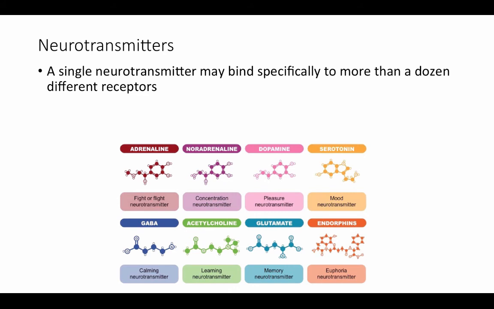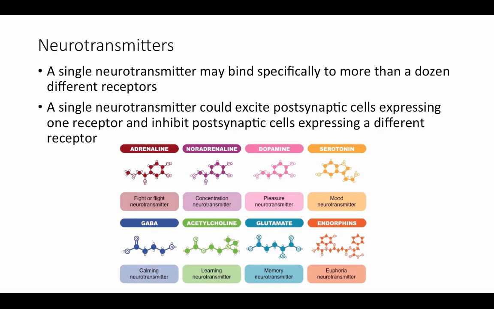A single neurotransmitter may bind specifically to more than a dozen different receptors. The response that the postsynaptic cell has to that neurotransmitter depends on what kind of receptor it has, because the receptor is the ligand-gated ion channel, and that's specific to one particular ion. So a single neurotransmitter could excite postsynaptic cells expressing one receptor and inhibit postsynaptic cells expressing a different receptor, depending on whether that receptor is a sodium channel, a potassium channel, or a chloride channel. It's going to be excitatory if it's a sodium channel, and inhibitory if it's a potassium or chloride channel.